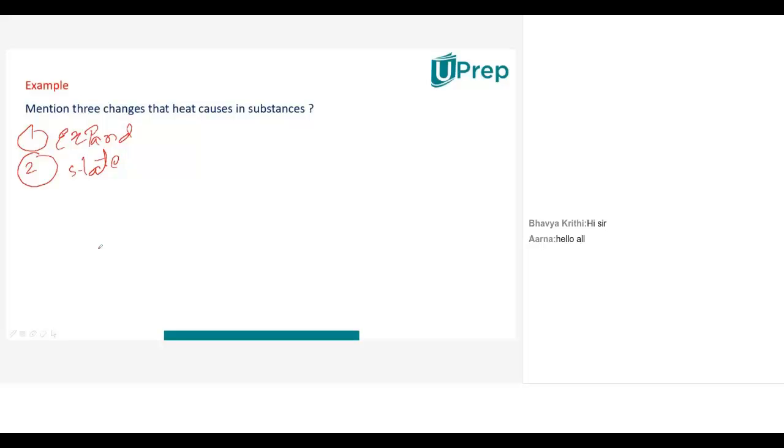Tell me the third one. One is expansion. Second one is change of inner composition. Tell me one example. Like wood, sir. If we burn wood, it will turn to ash. The composition will change totally. Okay, any other? Temperature rises. That means the temperature of the substance will change. Very good.